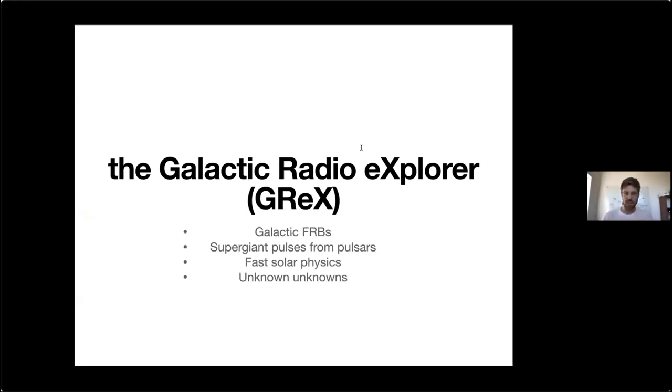So the point of G-Rex, the Galactic Radio Explorer, sort of a rebranded STARE-3, is to find more of these galactic FRBs, to search for supergiant pulses from pulsars in the Milky Way. We're going to be running a blind, roughly 10 microsecond search, which I can describe a little bit more in a couple of slides. Fast solar physics, and then of course, unknown unknowns when you search this kind of new parameter space with an enormous field of view.